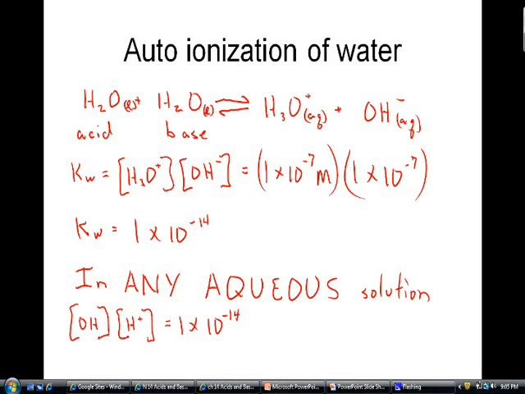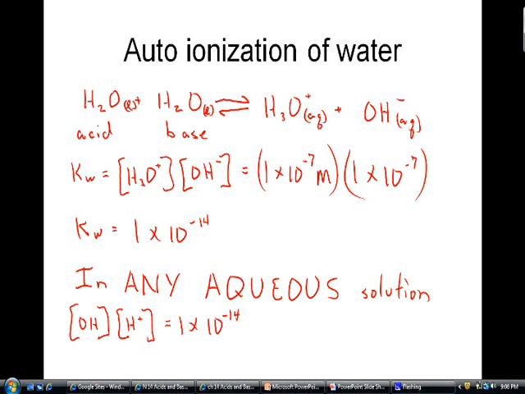Now, I mentioned earlier that water could be either an acid or a base. That's a property known as being amphoteric. But in this particular case, we're showing that water, in the same reaction, can be an acid or base. Or really what we're showing is that in any solution that has water in it, this is going on.